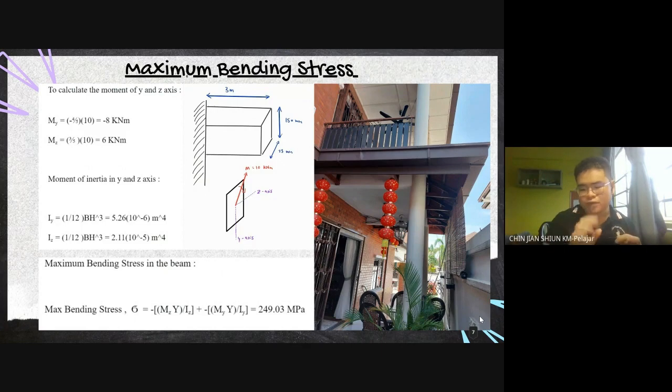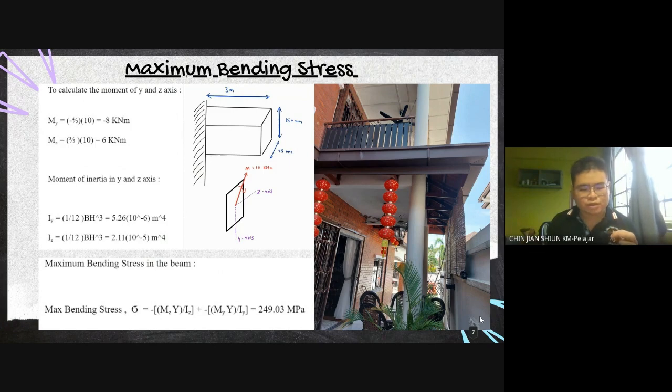So, the first step is to find the moment in the y and z axis. We will multiply the moment with the angle, which gives us negative 8 kilonewton meters for My and 6 kilonewton meters for Mz. Next, we'll find the moment of inertia in the y and z axis using the formula 1 over 12 base times height cubed. So for Iy, we'll get 5.26 × 10^-6, and for Iz, we'll get 2.11 × 10^-5.